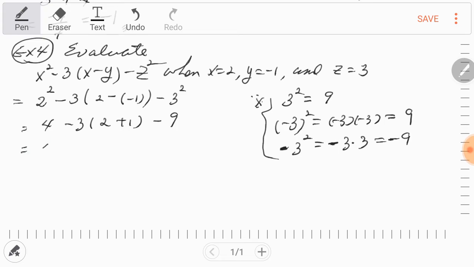So this is equal to 4 minus 3 times 2 plus 1, which is 3, minus 9. Then 4 minus 3 times 3 is 9, minus 9. So 4 minus 9 is negative 5, and negative 5 minus 9 equals negative 14.